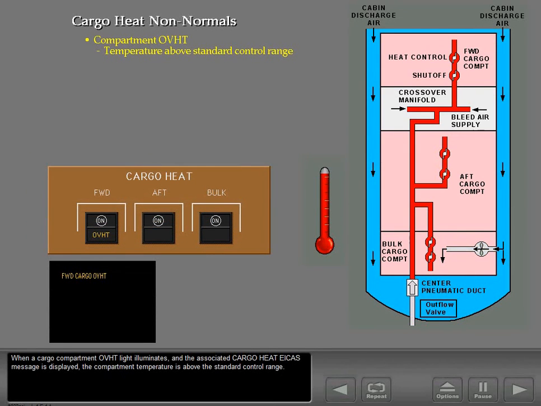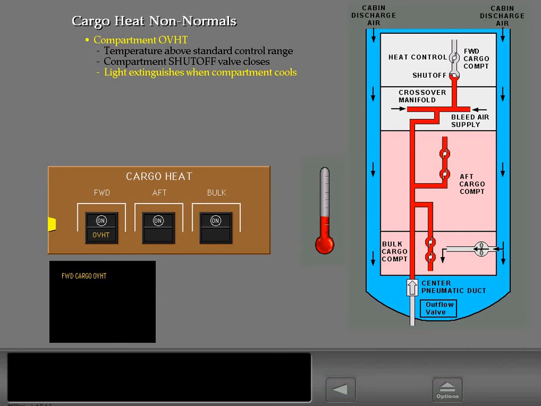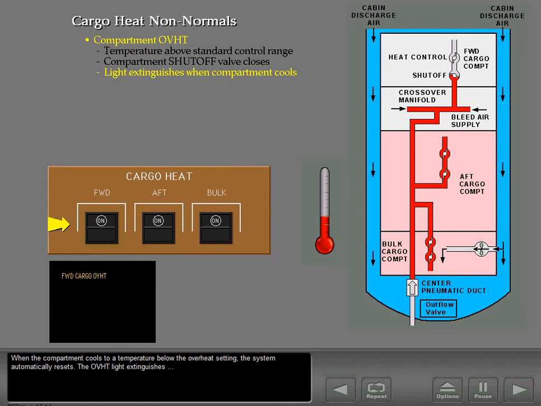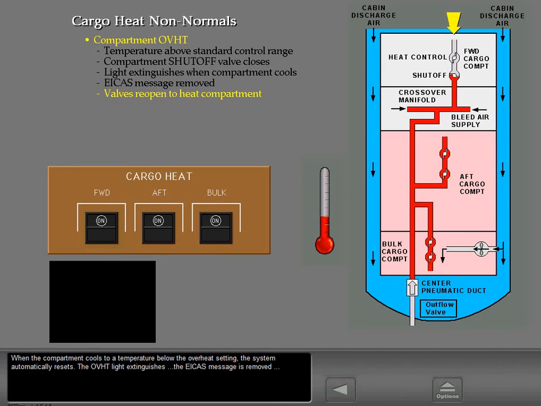When a cargo compartment overheat light illuminates and the associated cargo heat ICAS message is displayed, the compartment temperature is above the standard control range. The system responds to the overheat by automatically closing the shutoff valve. When the compartment cools to a temperature below the overheat setting, the system automatically resets. The overheat light extinguishes. The ICAS message is removed, and the shutoff valve reopens. If heating is required, the heat control valve will open.